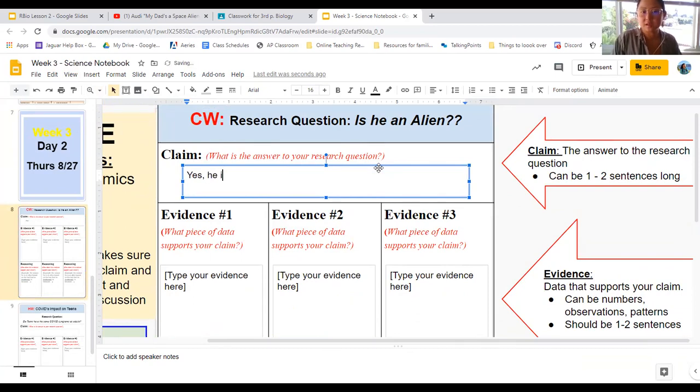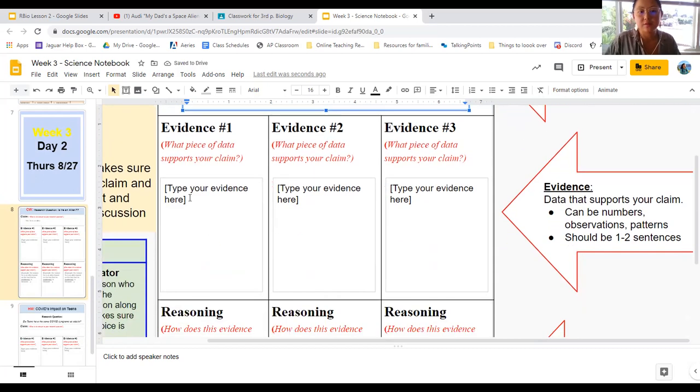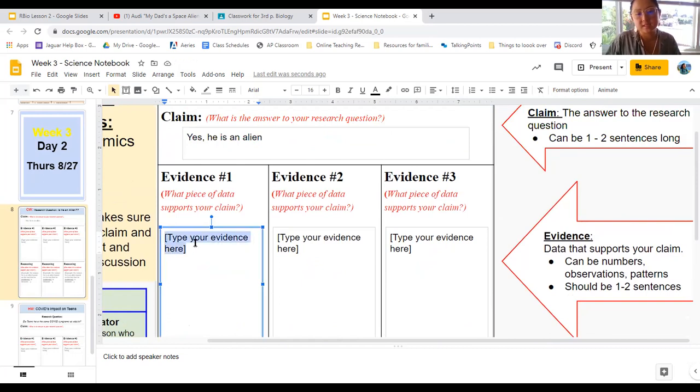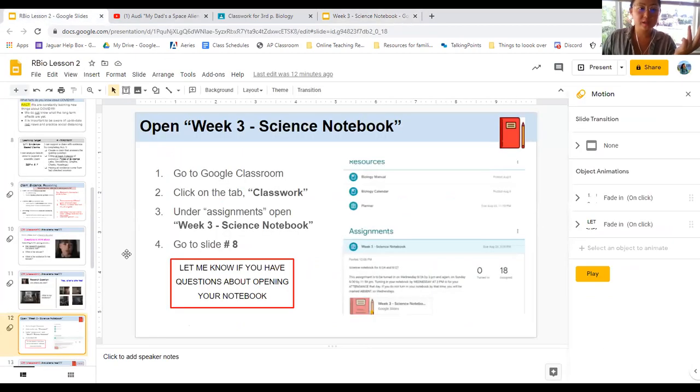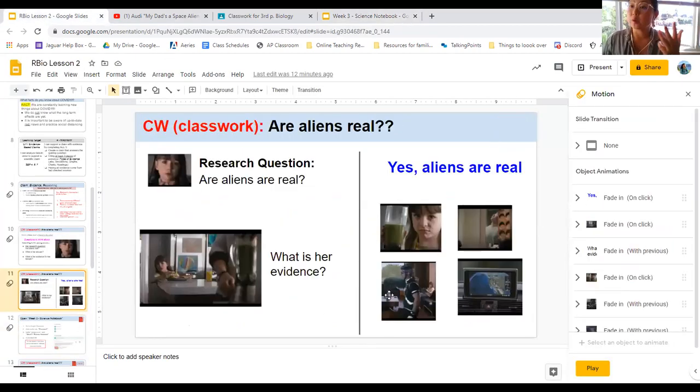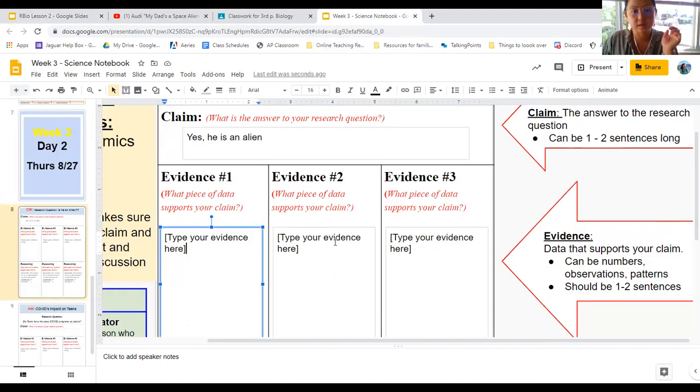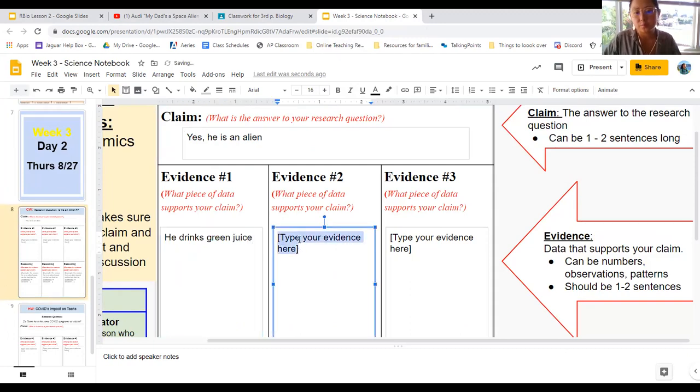He is an alien. Now, the three pieces of evidence, as I stated, one was that he drinks green juice. There's another one, he speaks a language no one else on Earth does. He has a spaceship, or he wears a funny outfit or suit, kind of like Buzz Lightyear. All right, so then you'd write your evidence in here. So he drinks green juice. You'd write it here, and you'd write it here.